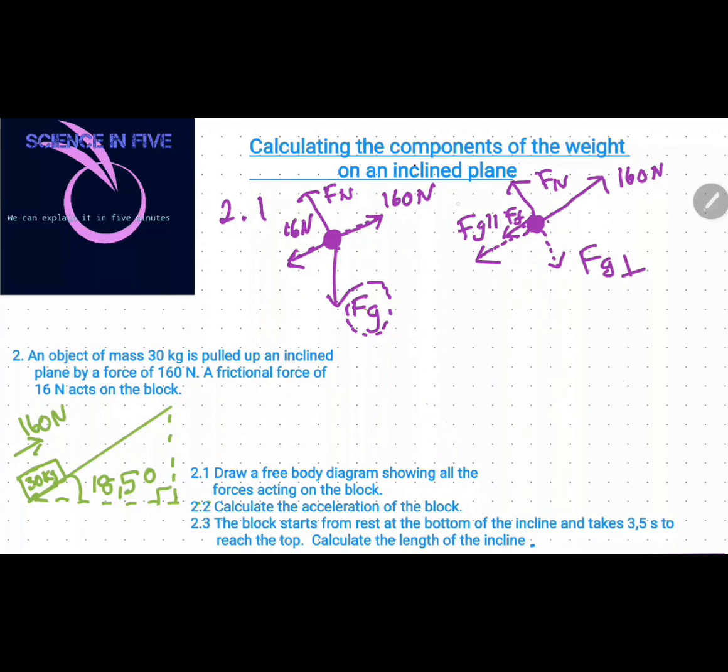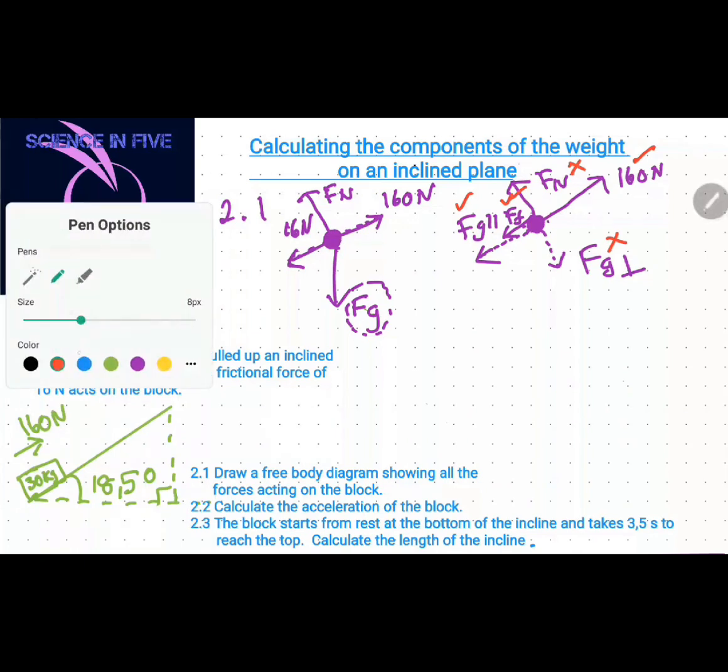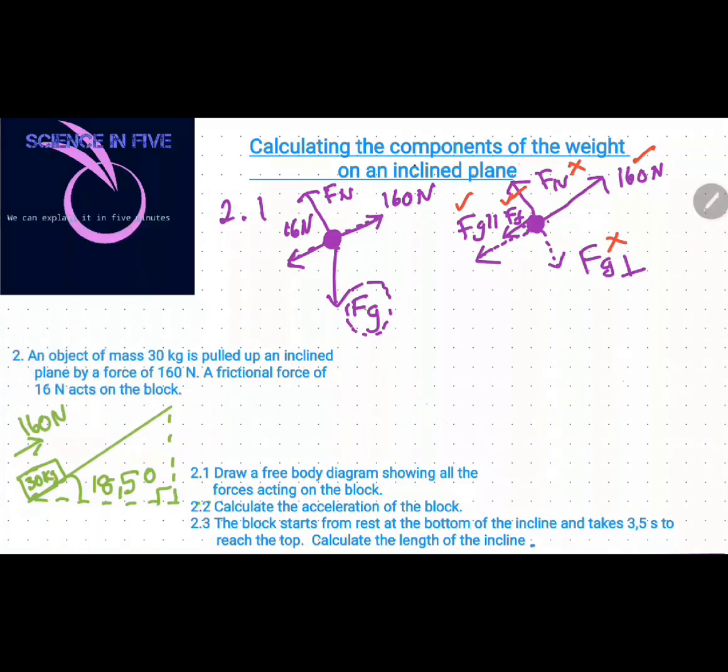There is the Fg parallel, there is the friction, and there is the 160 newton force. These are the 3 forces along the incline. The perpendicular forces are not involved in the motion of the object as it moves along the incline. So that is why I encourage learners to draw diagram 2, the component diagram. It is a working diagram. It helps you see the calculation. Now we are asked to calculate the acceleration of the block. I'm going to use the component diagram because it allows me to see what's happening.